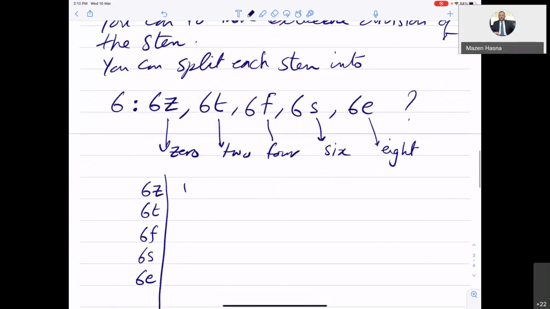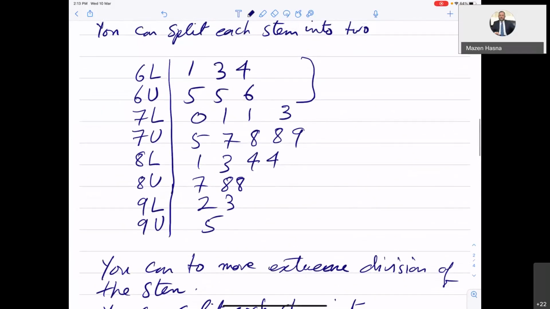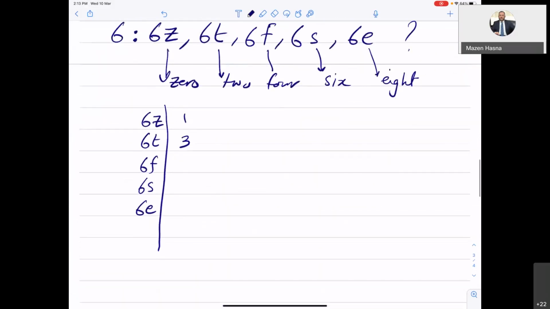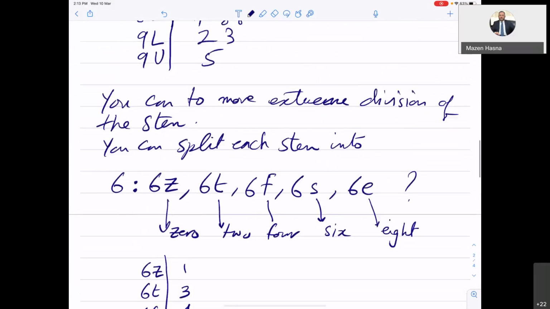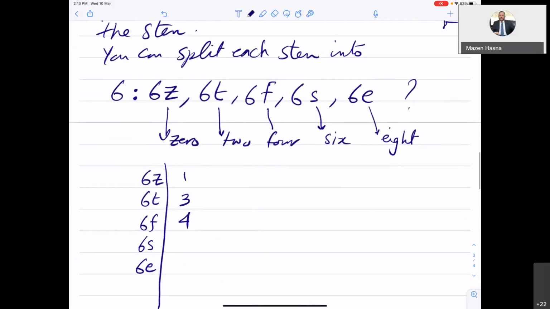So there's a 3. 6F, you have 4 and 5. So I have 3 and 4. So F4, 4 and 5. So I have 4. And I have 5. I have 5 and 5. 6S means 6 and 7. You have 7. Here you don't have. For 6E, you do not have anything. So with the 0, you have 0 and 1, 2 and 3, 4 and 5, 6 and 7, 8 and 9. You put it under this category.